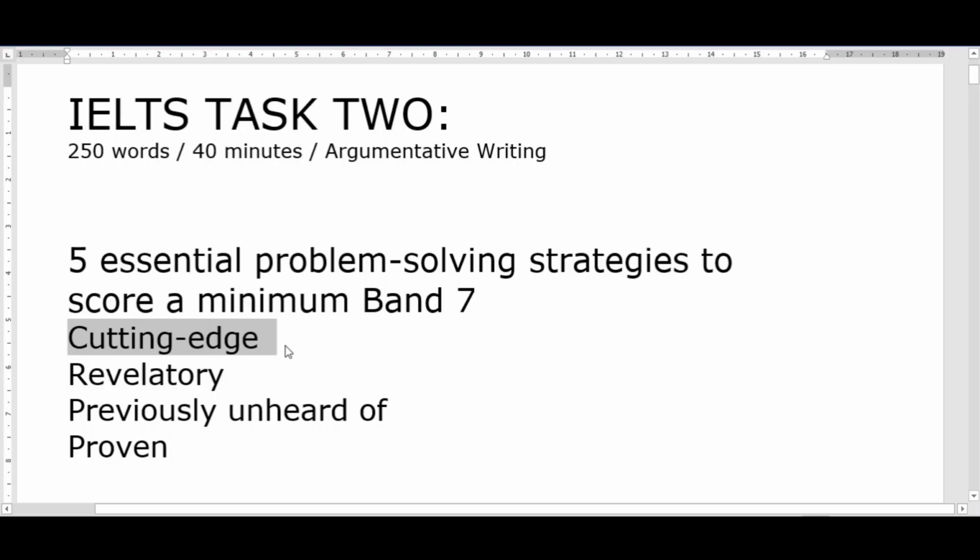But at least right now you already can see that the strategies are really cutting edge, meaning that they will really get the job done, and they are very effective in order to score minimum band 7. And they are also very revelatory, meaning that these are really strategies that you've never found anywhere, and not even the least of which is from IELTS.